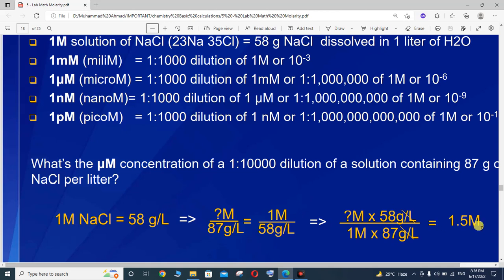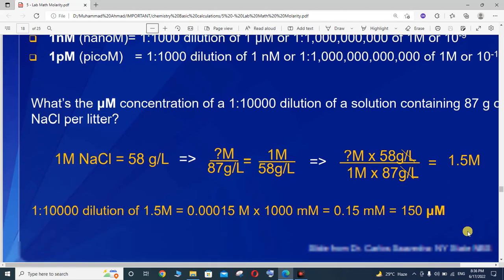So it becomes 1 mole. It means that the solution has a molarity of 1 mole. So a 1 ratio 10,000 dilution of 1 mole is equal to 100 micromole. This is a very simple calculation, so please practice it.